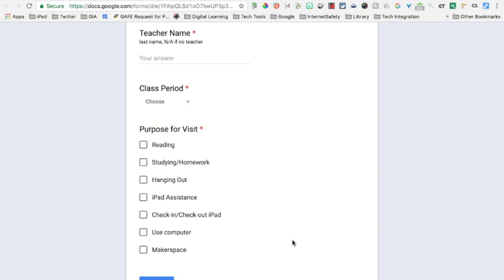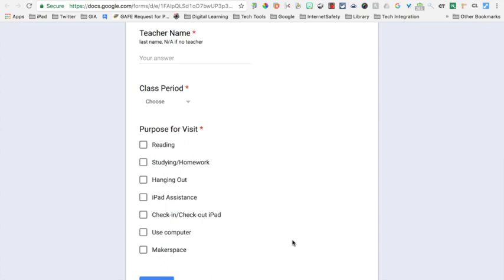Another question I always ask is, what's the purpose of your visit? So if I have lots of students that come in, they're wanting to read or quietly study, then that tells me I need to provide a space for that. This may be separated and apart from, say, my maker space, which tends to be louder or rowdy and more collaboration happening there.